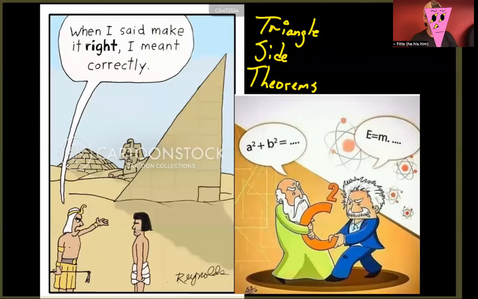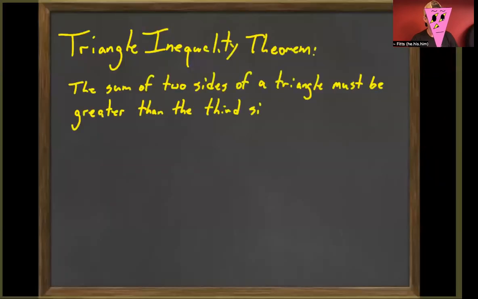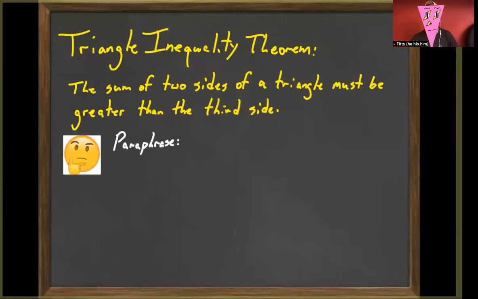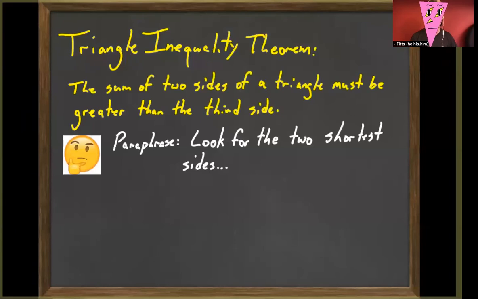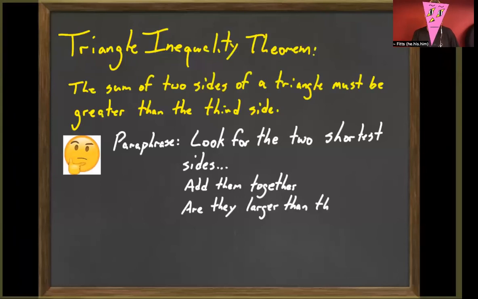So yeah, let's take a look at some examples. Let's think about this. Let's paraphrase first. What we're going to do is look for the two shortest sides, add them together, and see if they are larger than the third side. So that's really what you're going to do, just look for the two shortest sides, the two smallest numbers, and there could be numbers that are equal to each other. And so let's take a look.